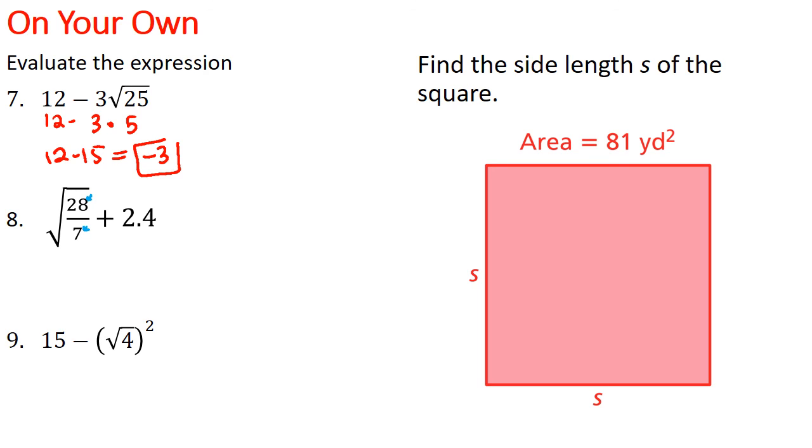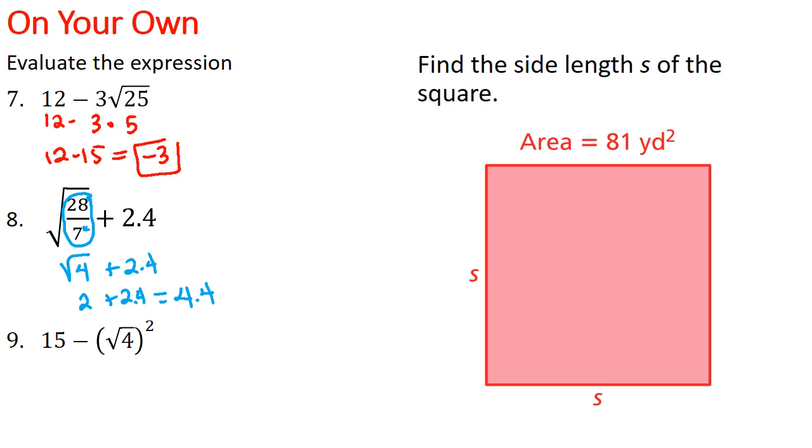As I look at this second one right here, I see that 28 is not a perfect square and 7 is not a perfect square, but I can simplify 28/7, which is going to give me the square root of 4 plus 2.4. When I see the square root of 4, I know that's going to be 2 plus 2.4, which is then going to give me 4.4.